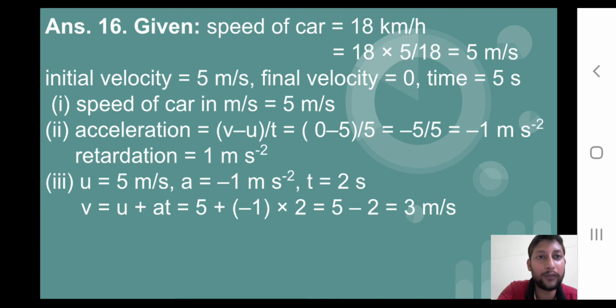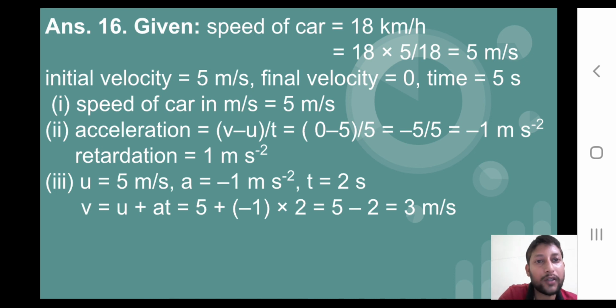Now come to the last question, where it is given the car is moving in a straight line with a speed 18 km per hour. It is stopped in 5 seconds by applying the brakes. Find the speed of car in meter per second, the retardation and speed of car after 2 seconds of applying the brakes. Now speed of car is given in kilometer per hour. We have to convert it in meter per second. So it is 5 meter per second. So initial velocity, since direction is given, so initial velocity is 5 meter per second, final velocity is 0, time is equal to 5 seconds. So first part is speed of car in meter per second, which is equal to 5 meter per second.